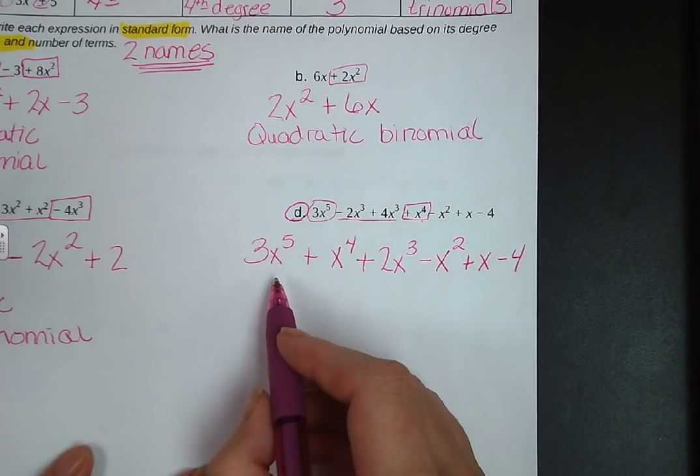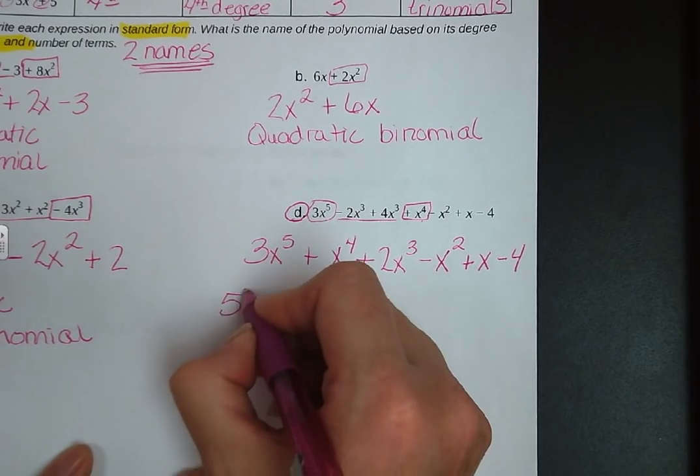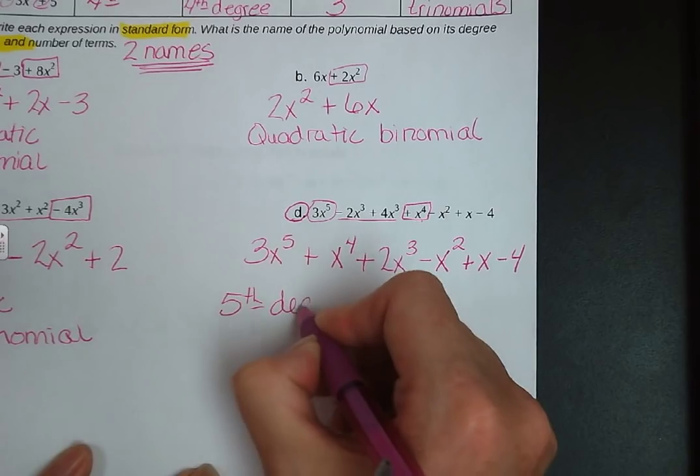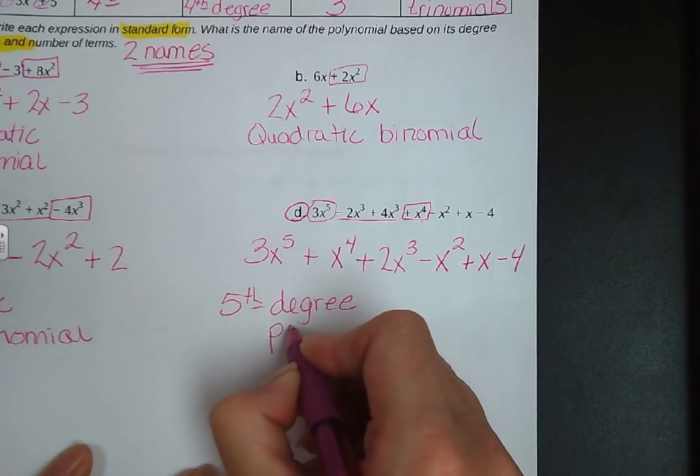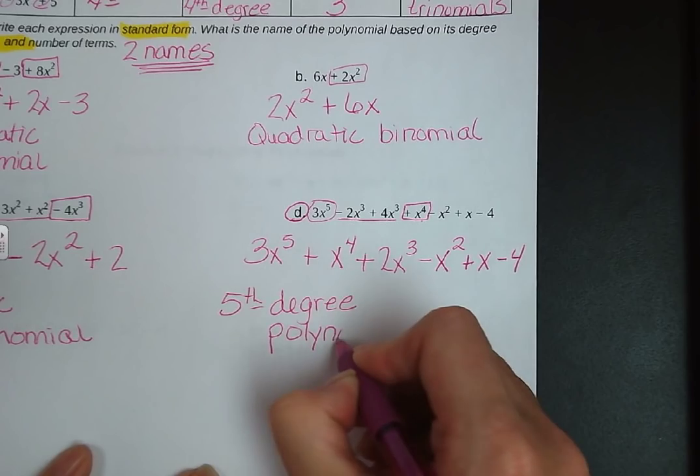So our highest exponent is 5, so this is a 5th degree. And this is where I wasn't very nice to you. It is just a 5th degree polynomial. We don't have a fancy name for it.